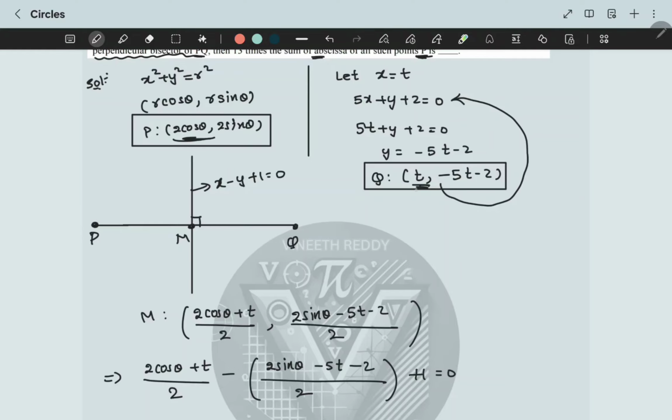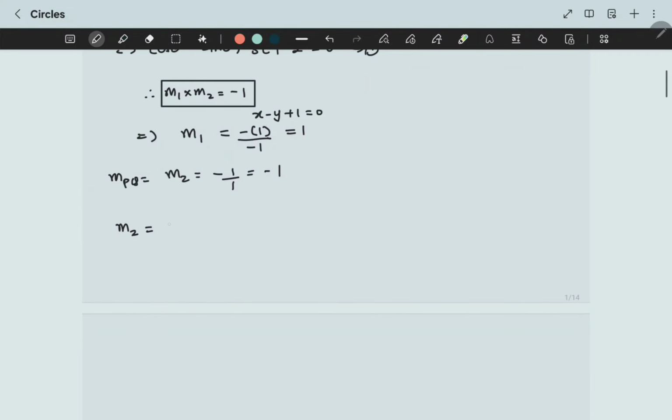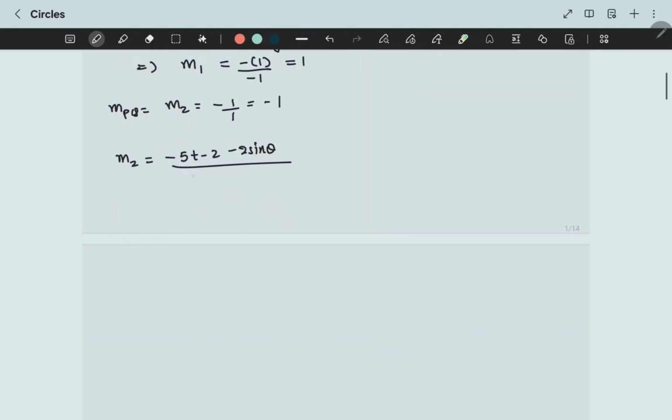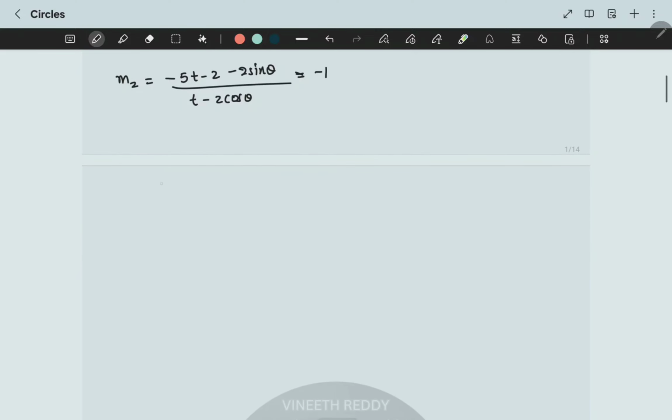So I can take this as x1 y1 and this as x2 y2. So I get y2 minus y1 as minus 5t minus 2 sin theta. I can write it as minus 5t minus 2 sin theta divided by t minus 2 cos theta. This should be equal to minus 1. Now cross multiply, we get minus 5t minus 2 sin theta is equal to minus t plus 2 cos theta.